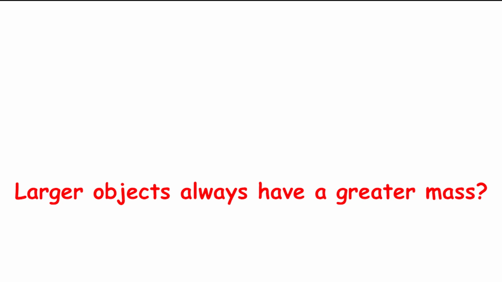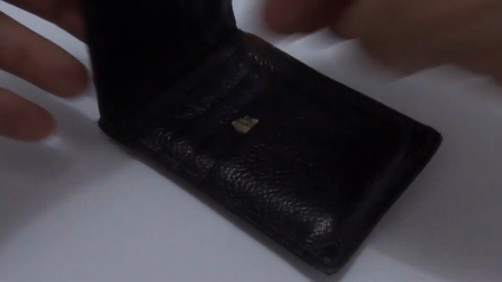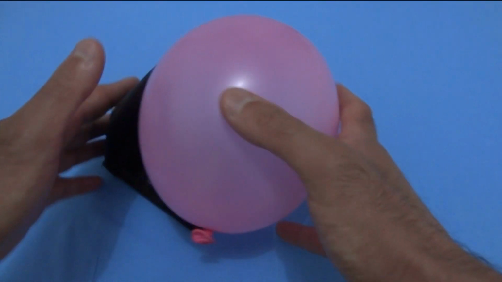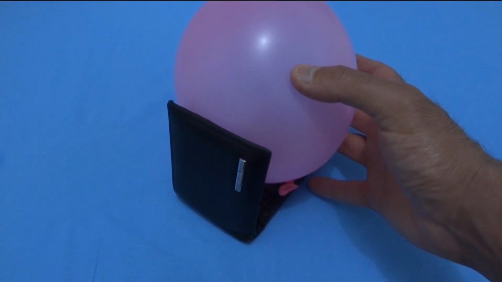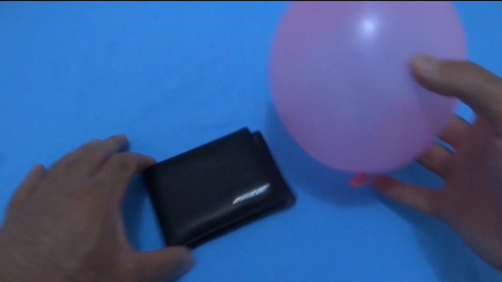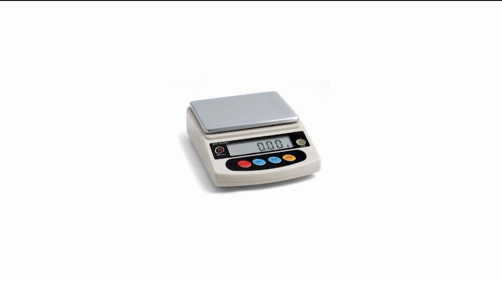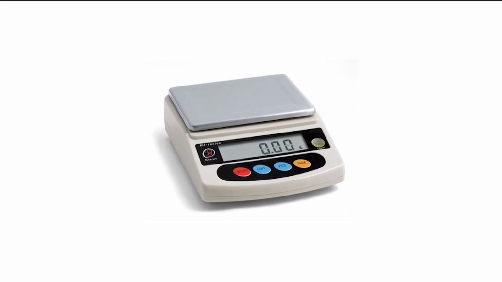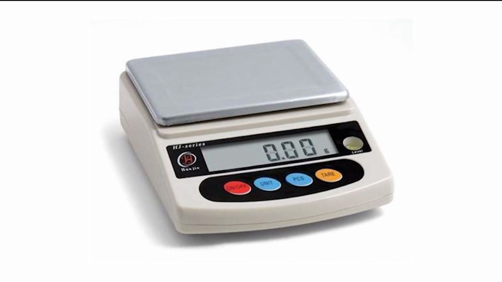Do you agree? Previously, we discovered that the key occupies a small space, and then I'm able to put it in my wallet, while the balloon occupies a larger space, so it doesn't fit in my wallet. Accordingly, the balloon has a larger volume. Does it have a heavier mass? In order to know, I have to measure the mass of each by using a balance.